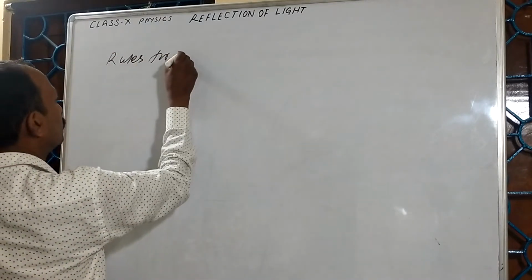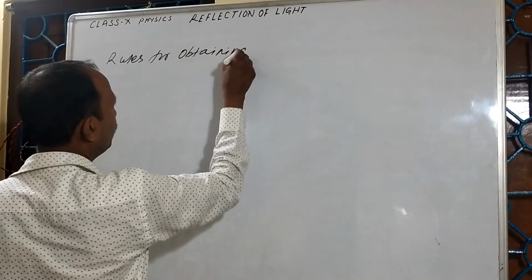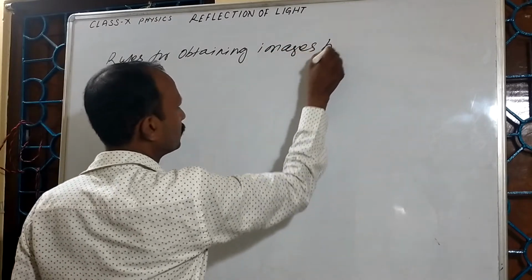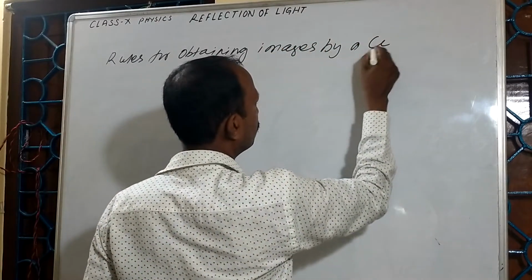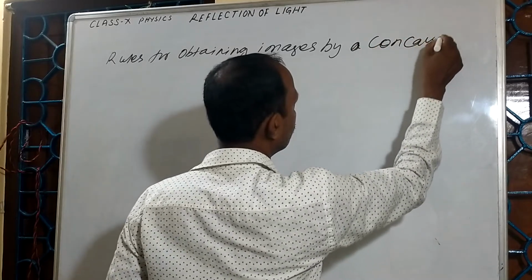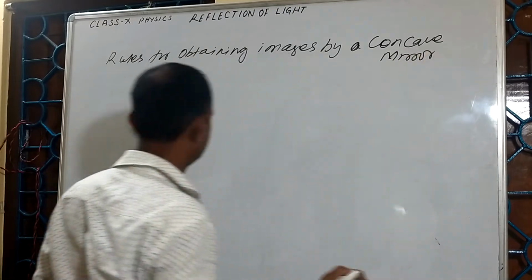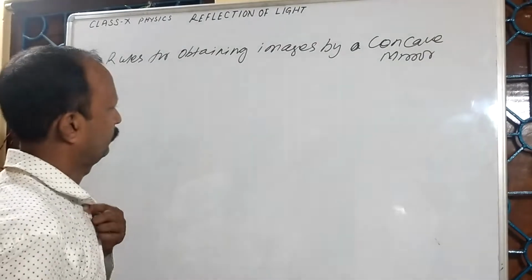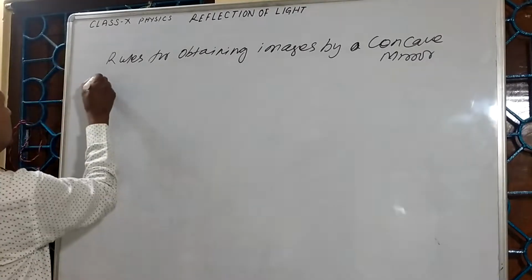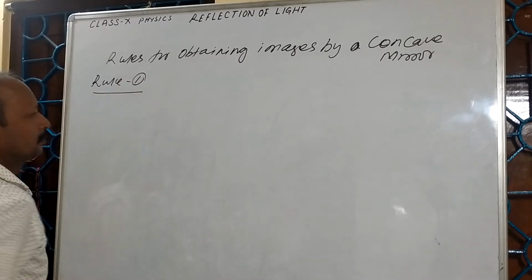Rules for obtaining images by a concave mirror. What are the rules? You see, rule number 1.